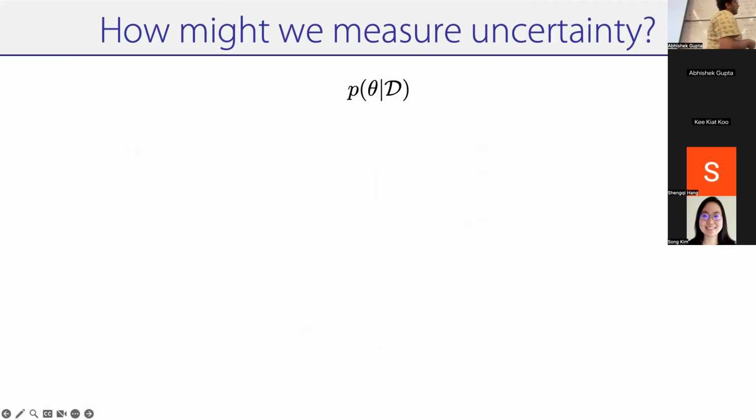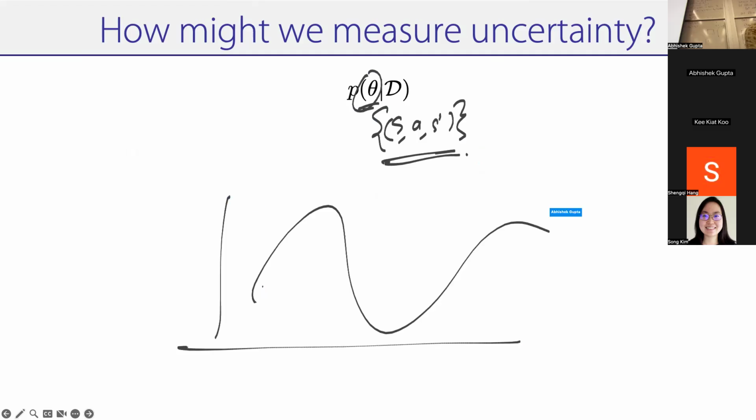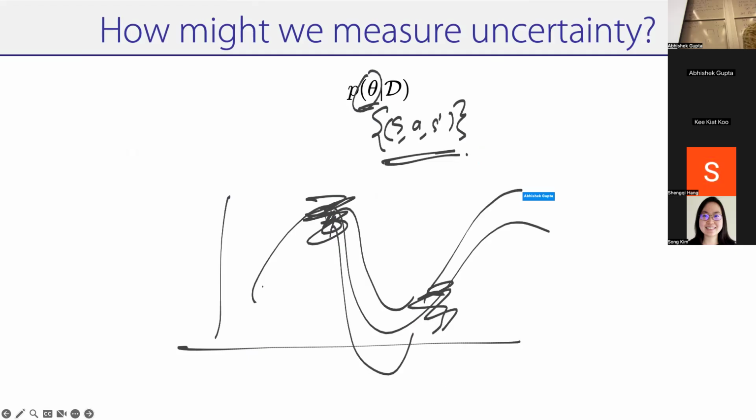So if your parameters are theta and your data is D, let's say S, A, S prime, and the parameters of your model are theta. What you want to get is a posterior, which is P of theta given a data set of S, A, S prime. What is the distribution over models that are consistent with your data? So for instance, like in the previous example, you'll have a set of models that are consistent with this and this, but will have some variance.